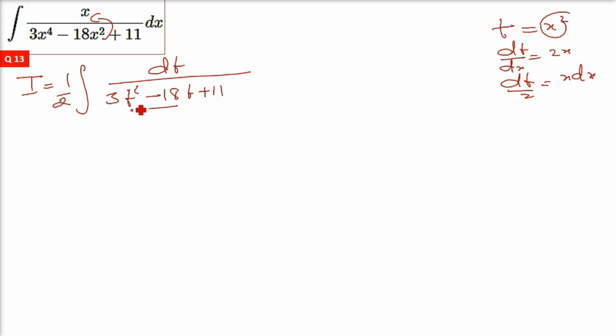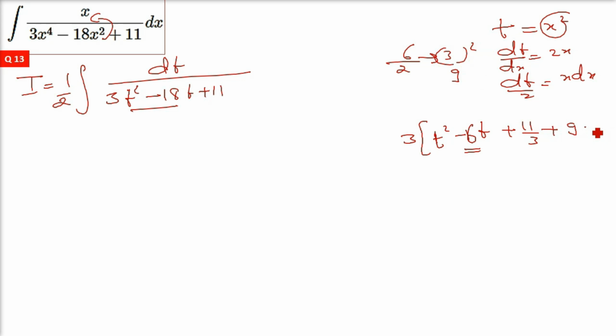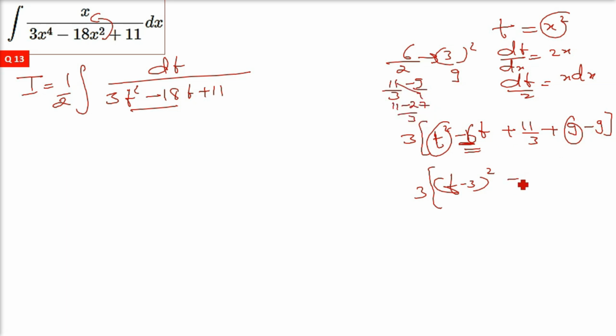Now we will make it as a perfect square. So first thing we'll do is we'll just take this 3 out. When you take 3 out, divide everything by 3. So 3t square by 3 will be t square, minus 18t by 3 will be 6t, plus 11 by 3 will remain there. Now this 6 will be divided by 2, it will be 3. Then we square it and add and subtract, so plus 9 and minus 9. So a square plus b square minus 2ab is t minus 3 whole square. What is remaining here? 3 was already outside. 11 by 3 minus 9, that is 11 minus 27 by 3, which is negative 16 by 3.